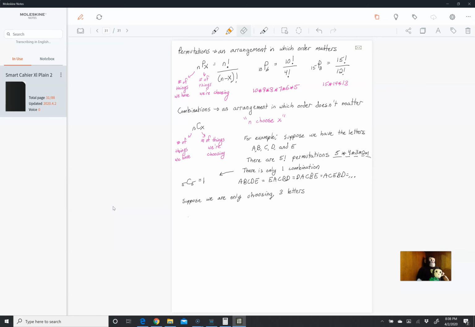So one possible combination is ABC. Now this is different from ACD. These are different. It's not the same. They involve different letters. If they involve the same letters, they're the same combination. But these involve different letters, so they're different combinations. So if we're only choosing 3 out of the 5, then all of a sudden it's not 1 anymore.